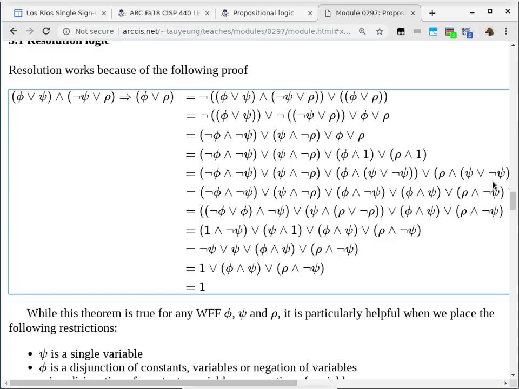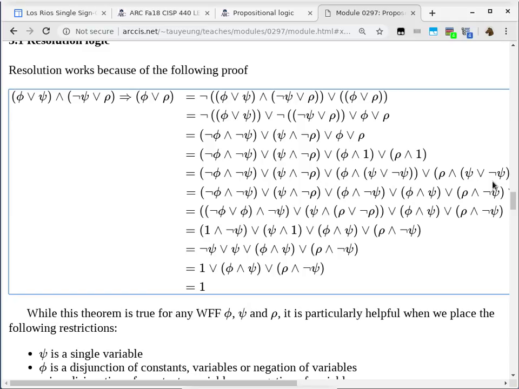Does it make sense? It makes sense, but can I prove it? Just because it makes sense, it's intuitive, doesn't mean it's true. Can I prove that psi or not psi is always going to be true? And how am I going to prove that? A truth table. So I'm going to leave that one to you.